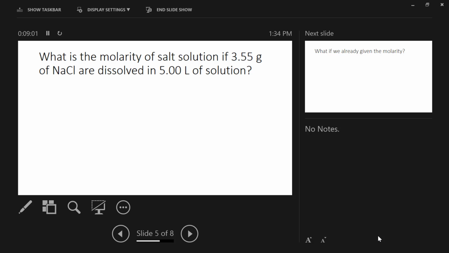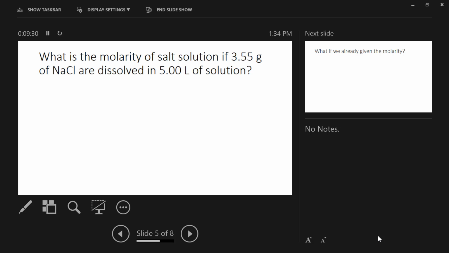So some things that we have from this problem. By the way, before I send you these slides, I'll go in and put all of what I'm writing on the board onto this slide, and then send it to you. Okay? So here we're given 3.55 grams of salt, and we are also told that we have 5.00 liters of solution.